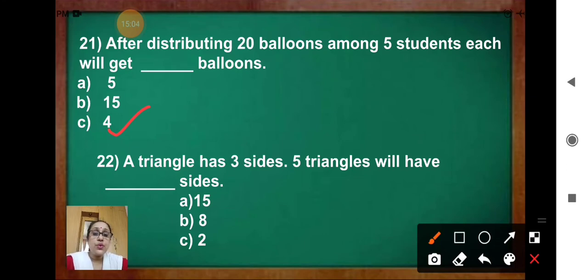Question 22. A triangle has 3 sides. 5 triangles will have dash sides. Options are 15, then 8 and 2. So, what you have to do? Multiply. So 3 into 5, 3 5s are 15. The correct answer is 15.